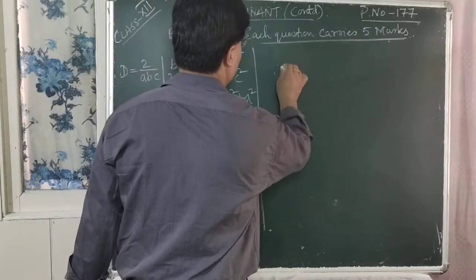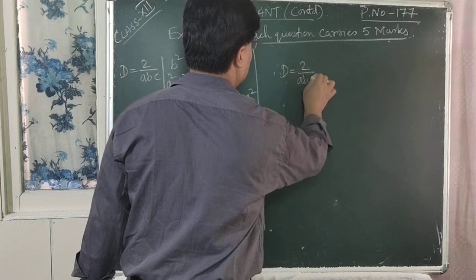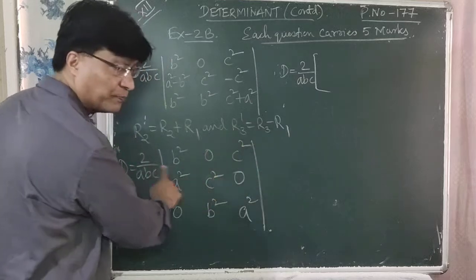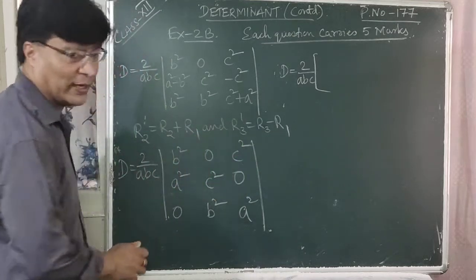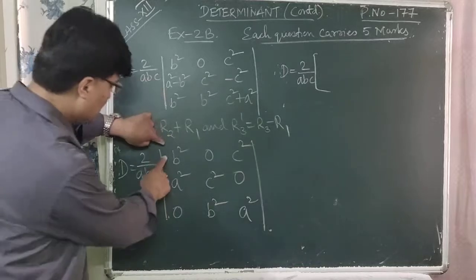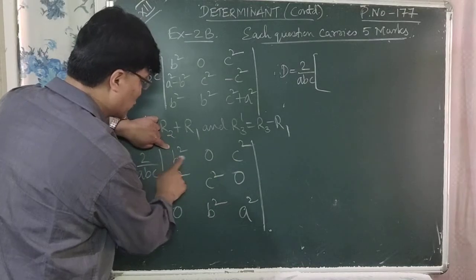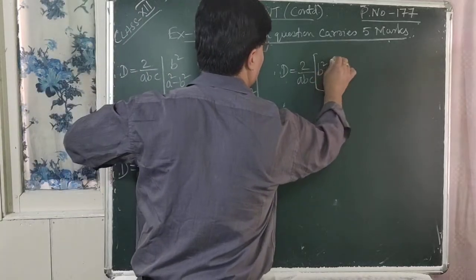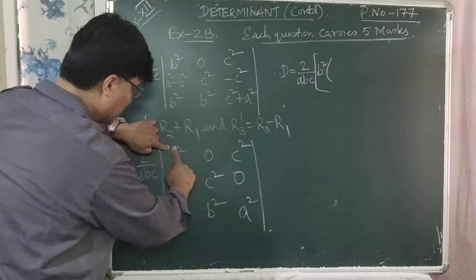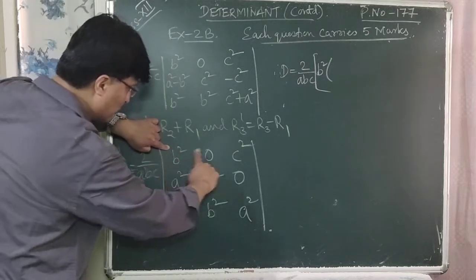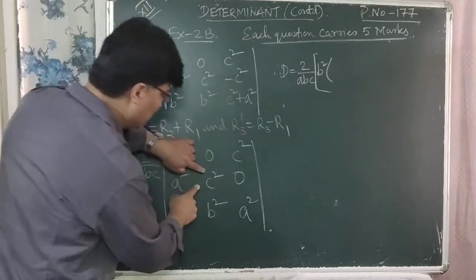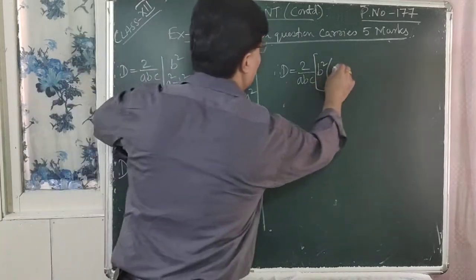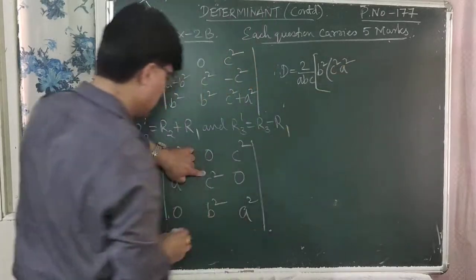So therefore, D is equal to 2 upon ABC. Now within the third bracket, let us expand it with respect to the first row. That is B square, 0, C square, with signs plus minus plus. So it is B square within bracket. Delete the row and the column through the element B square. That means first row and first column are deleted. What remains? C square 0, B square, A square. So it is C square into A square, right?